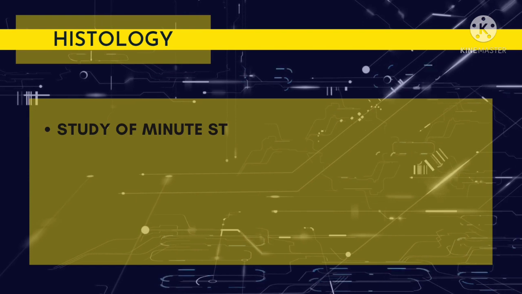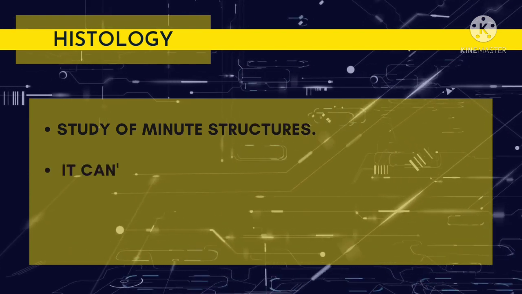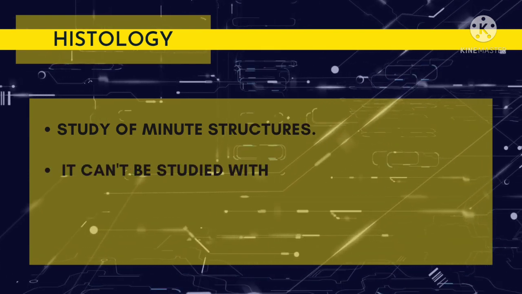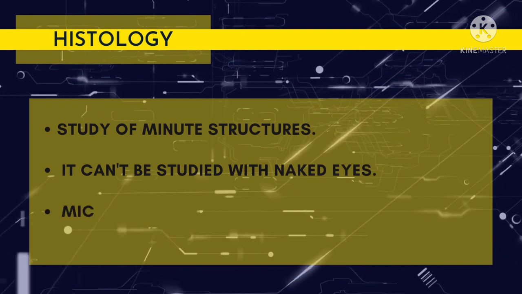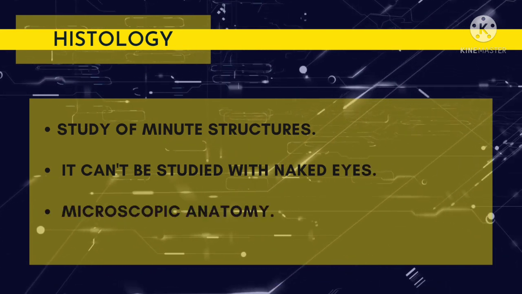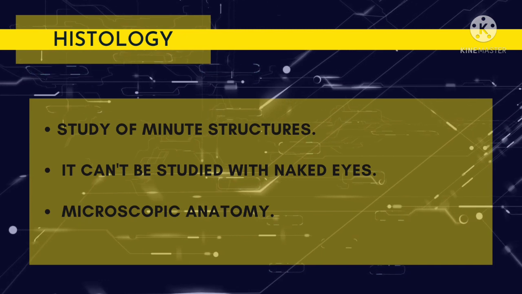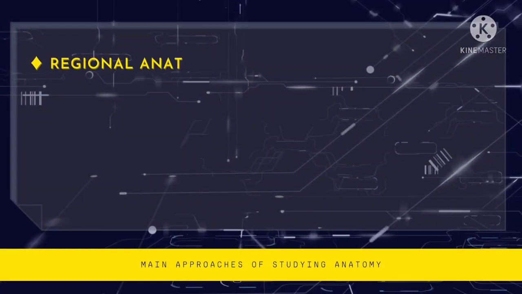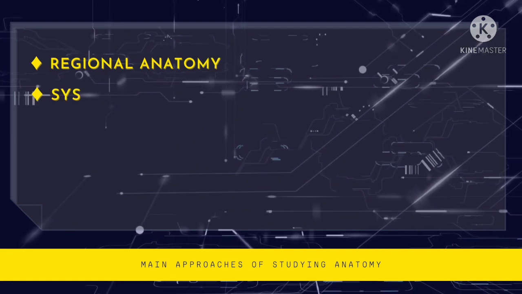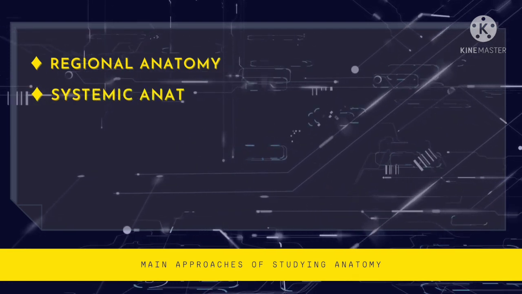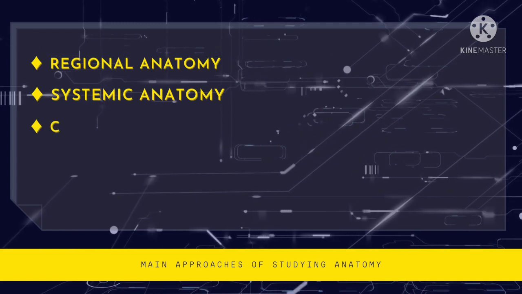Next is histology, which is the study of minute structures of body parts that can only be seen with the aid of a microscope, that is, it cannot be studied with naked eyes, and hence is also called microscopic anatomy. Main approaches of studying anatomy: we have regional anatomy, systematic anatomy, and clinical anatomy.